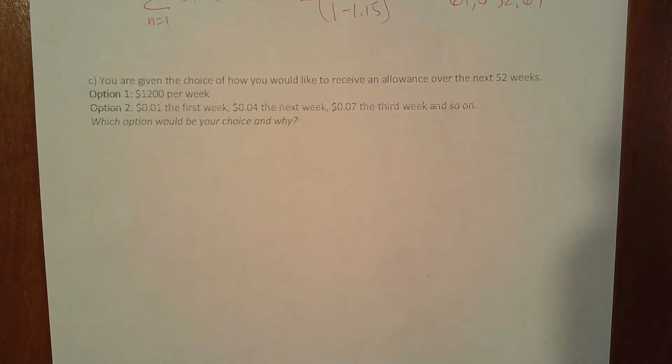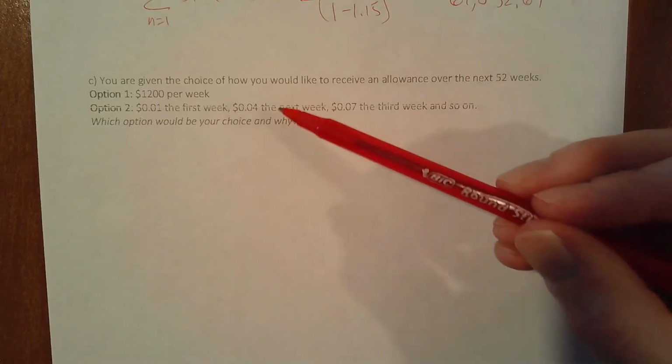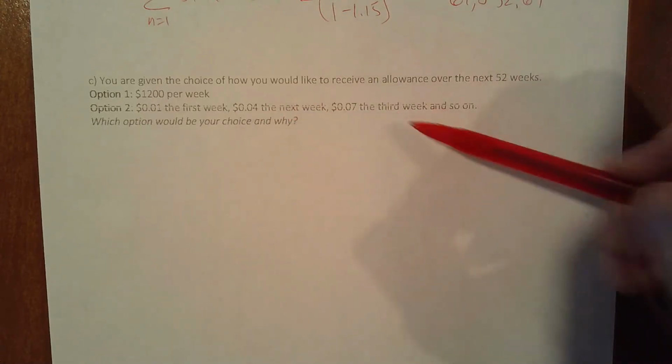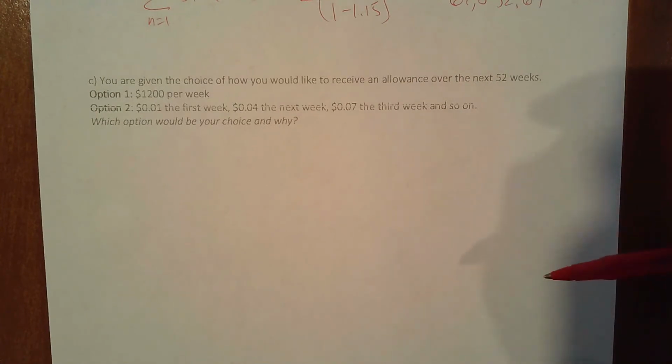Letter C. You're given the choice of how you would like to receive an allowance over the next 52 weeks. The first way would be I give you $1,200 per week. It's a good deal. Or the second option is I'm going to give you a penny the first week, and then 4 cents the next week, and then 7 cents the third week, and so on until the 52nd week. Which option would be your choice and why?